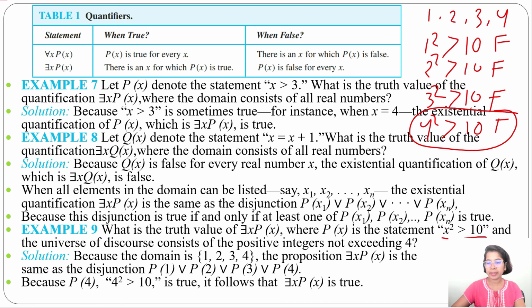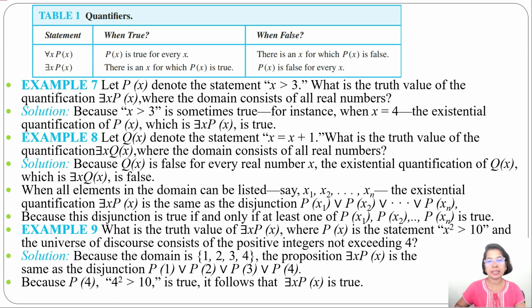But if it were the universal quantifier, then it would be false. For the universal quantifier, it should be true for all. For the existential quantifier, it should be true for at least one value. As here P of 4 is true, there exists x Px is true. That's enough for the existential quantifier.